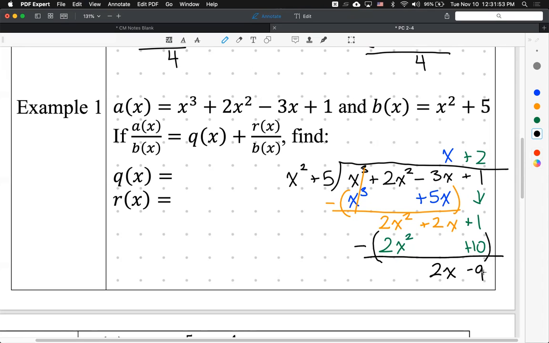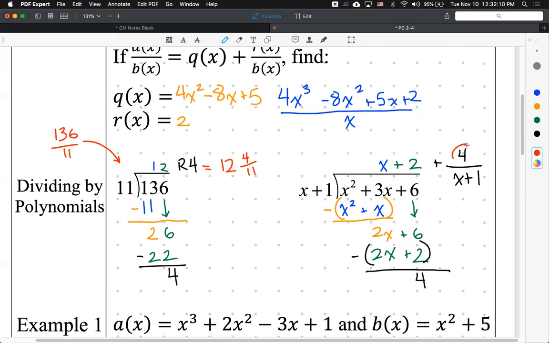Sam? It is indeed the remainder. What do we do with our remainder? So if I'm writing out my final answer, I have x plus 2. Yeah, so you do something with 2x minus 9. Do you remember up here we had a remainder of 4, but then we did something special to the 4?